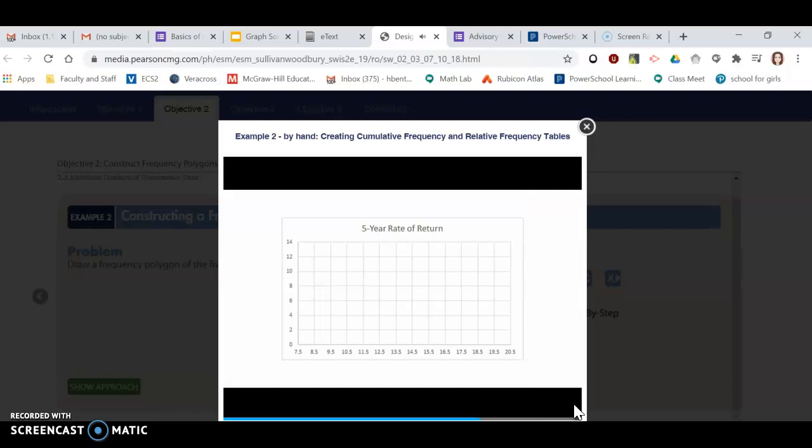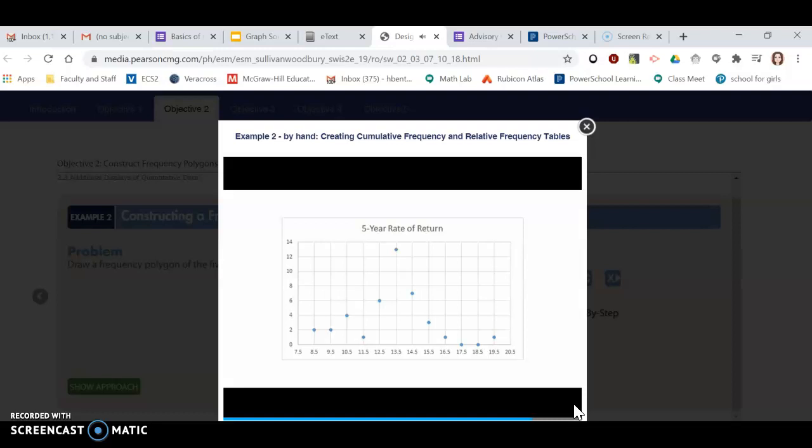We'll begin by plotting the midpoint 8.5 with its frequency of 2. The next class had a midpoint of 9.5 and also a frequency of 2. The next class had a midpoint of 10.5 with a frequency of 4.